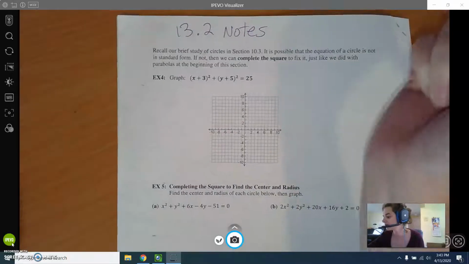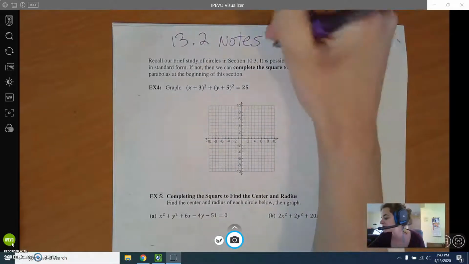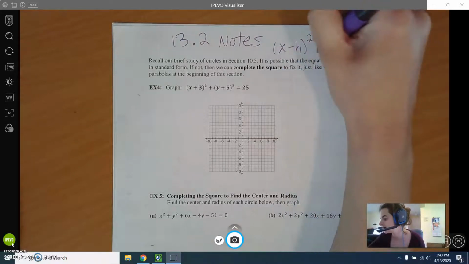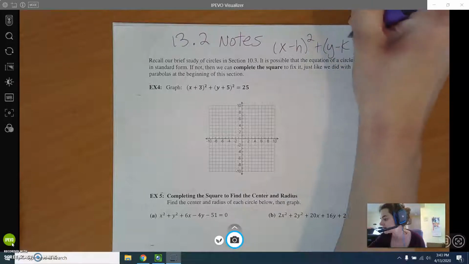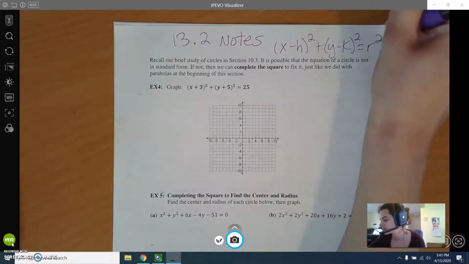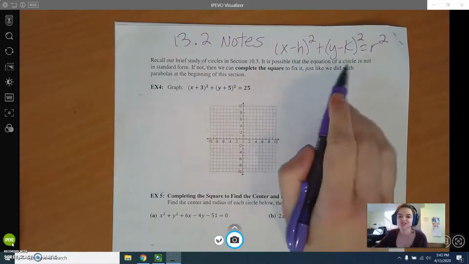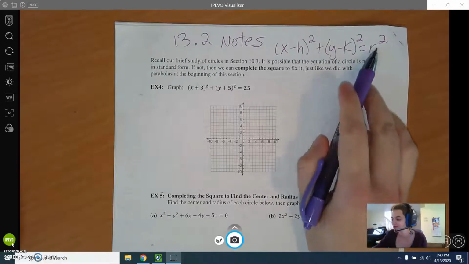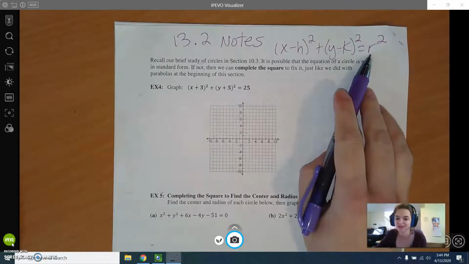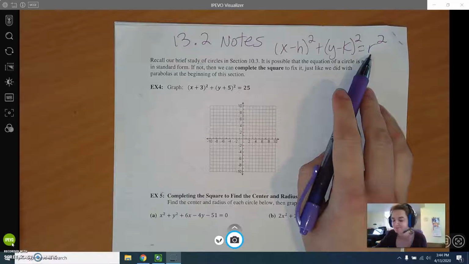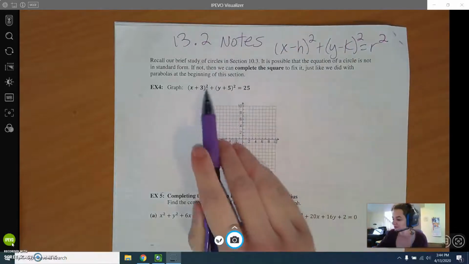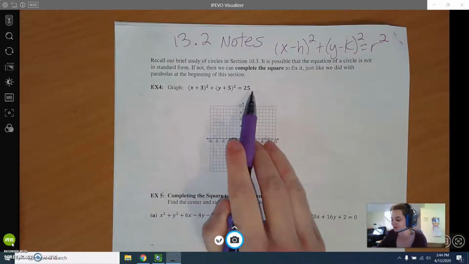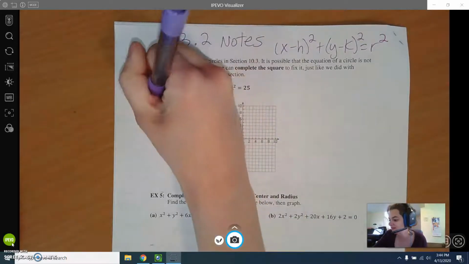And the regular format for circles is (x - h)^2 + (y - k)^2 = r^2, where h and k tell you the center of your circle, and r squared lets you know where the radius is. The radius is r. Okay? So first example I have here is (x + 3)^2 + (y + 5)^2 = 25. First off, let's just find the center and find the radius, okay?